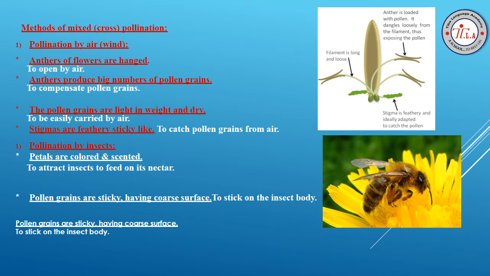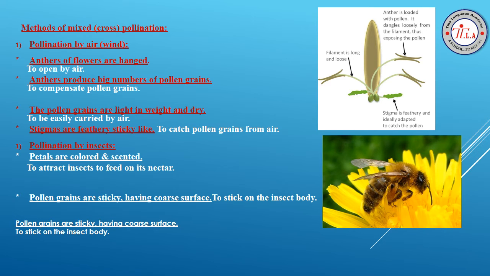Number 2, pollination by insects. It has many characters, like petals that are colored and scented to attract insects to feed on nectar. What is meant by nectar? That means honey. Pollen grains are sticky and have a coarse surface to stick on the insect's body.